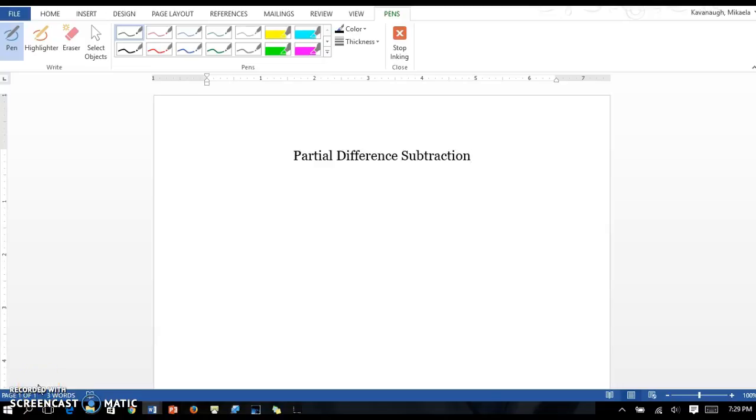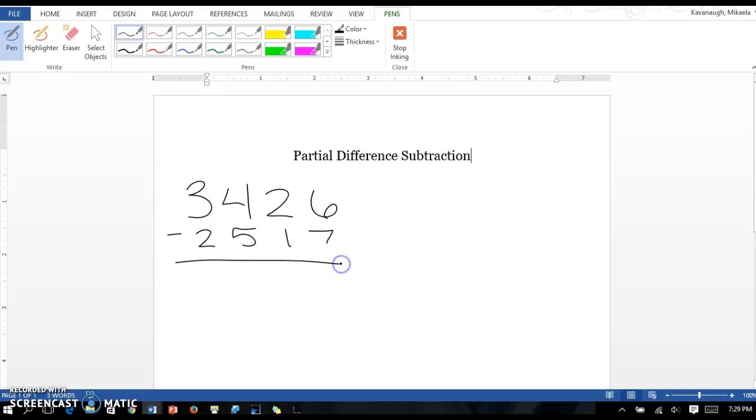So this week in math, we've been working on subtracting numbers, and the students have learned a new strategy called partial difference subtraction. So I'm just going to show you an example of this. So if you have the number, let's say 3,426, and you're going to subtract 2,517, the traditional way is that you would start on the right and you would first have to borrow.